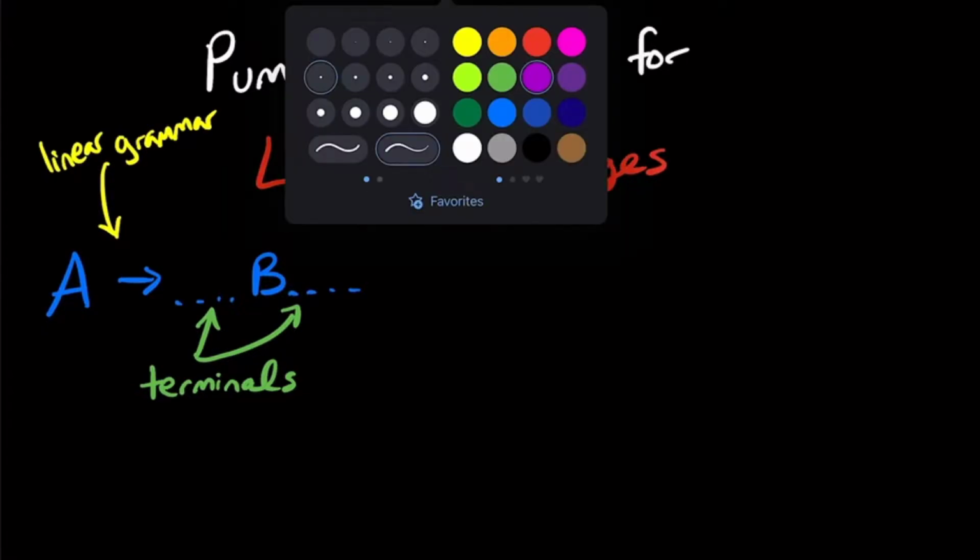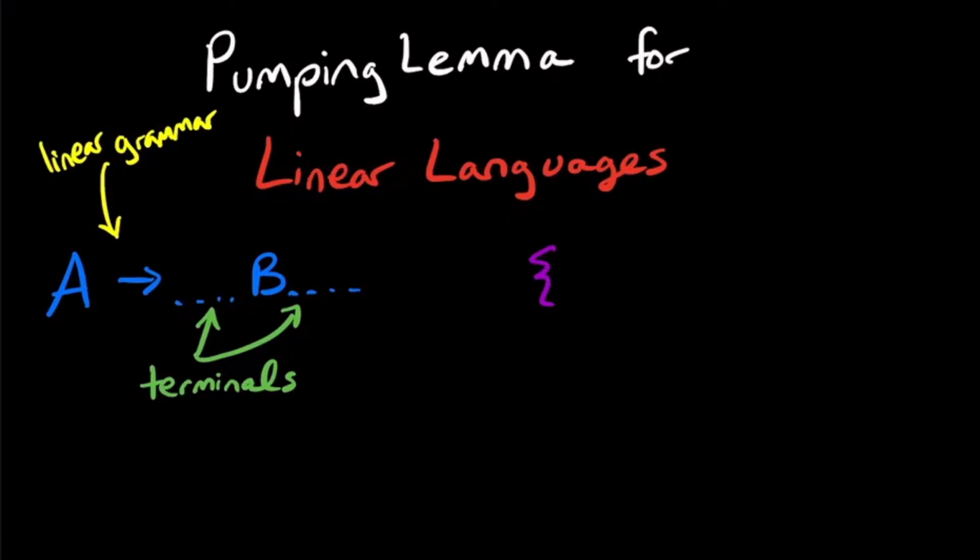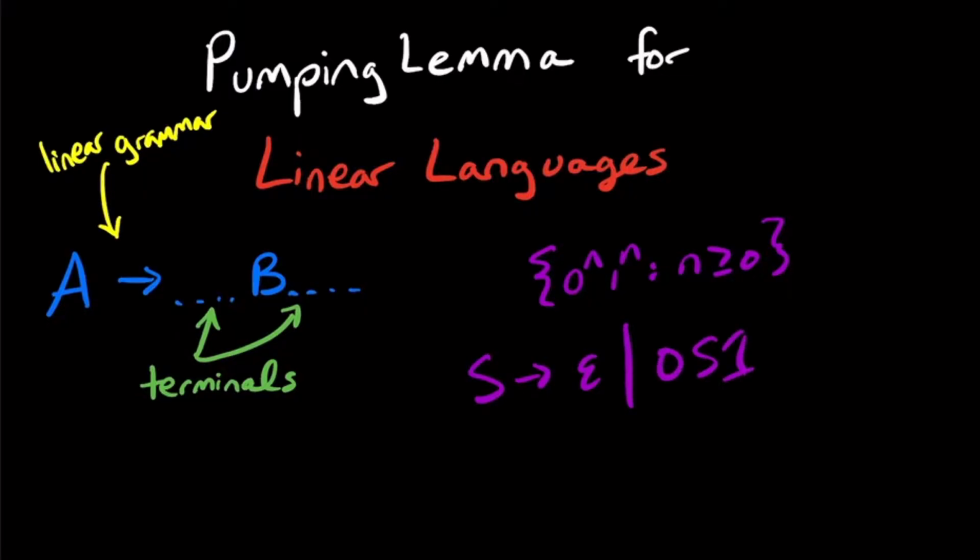Just as an example, if we talk about the favorite non-regular language 0^n 1^n, where n is at least 0, then the standard grammar for it is S goes to empty or 0S1. Clearly this rule has 0 variables on the right-hand side, and this one has exactly 1. So this is a linear grammar by definition, and therefore this is a linear language by definition.